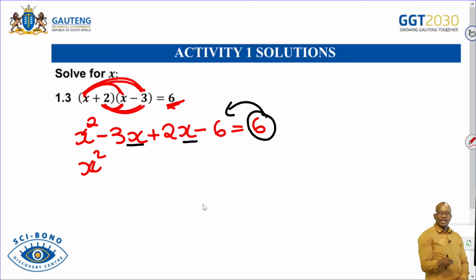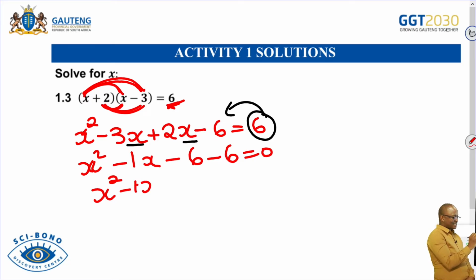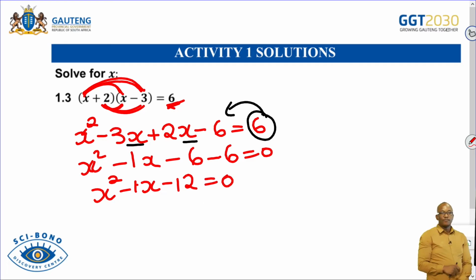Negative 3x plus 2x, those are the like terms. Then now you have to add the coefficients, which is negative 3 plus 2. If you say negative 3 plus 2, you are going to get negative 1x. Then negative 6, when we transpose the other one, is going to be negative 6. Then our equation is going to be x squared minus 1x minus 12 is equal to 0.